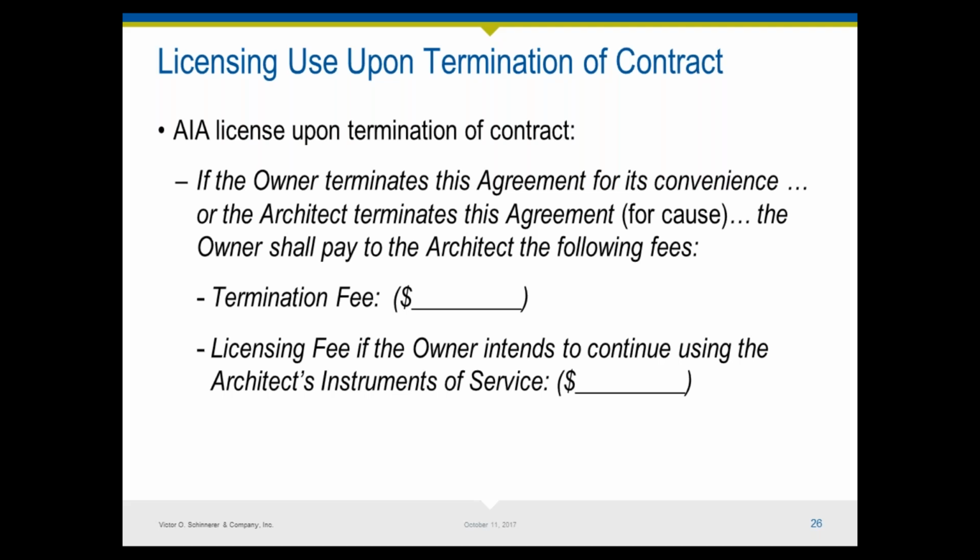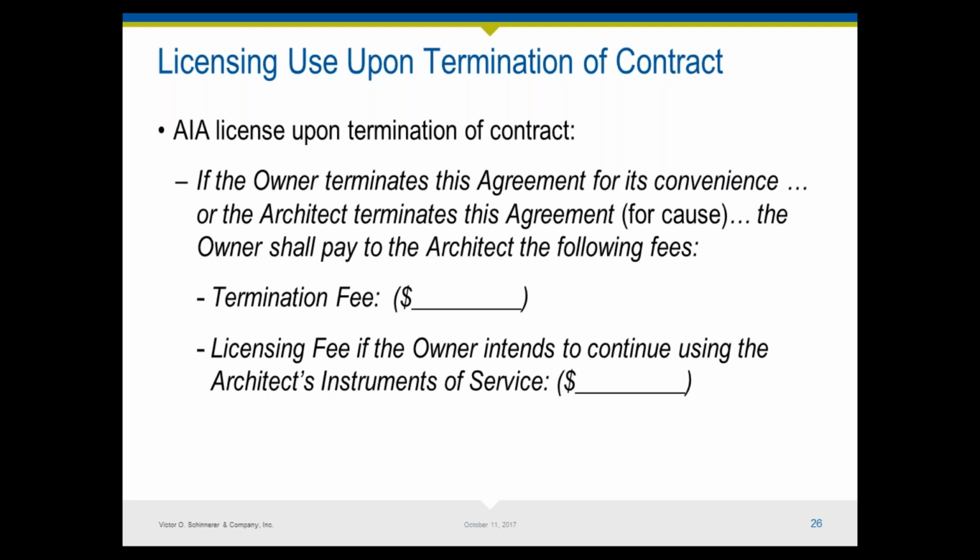So the AIA changed all that in the 2017 documents, and they said, okay, right up front, when you're talking with an owner, before the owner even thinks that they might terminate the project for any reason, talk about what a termination fee would be. And as part of that, talk about what the licensing fee will be. So if the owner intends to continue to use the architect's instruments of service, if the contract is terminated for the owner's convenience, what does the architect get out of it? So you set that up front.